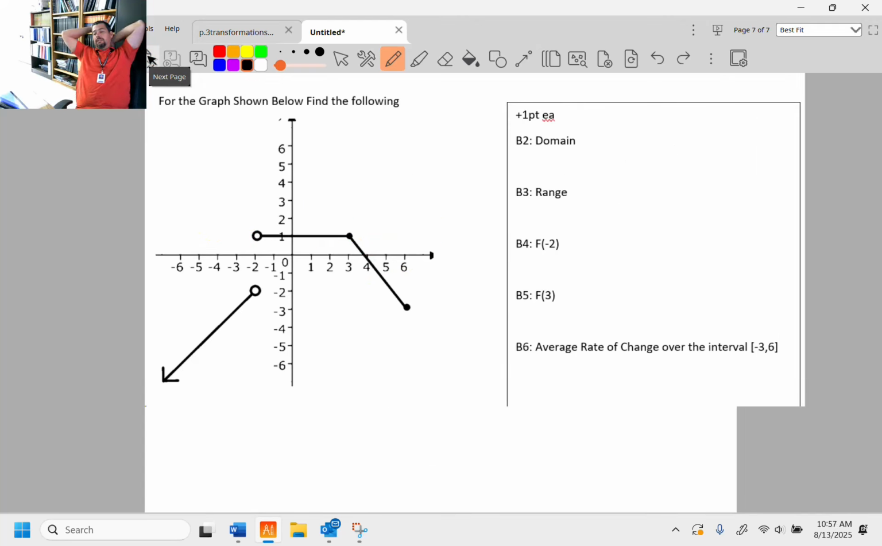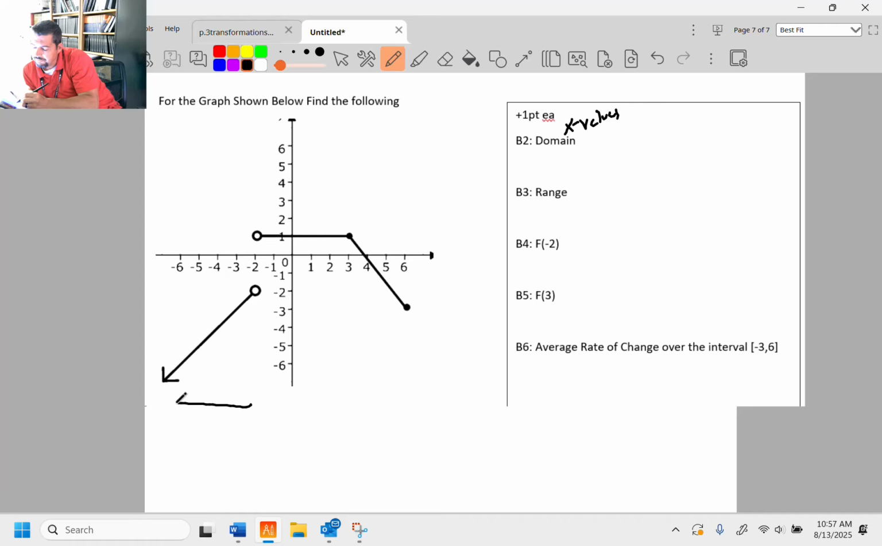So you've got a funky looking graph. It's actually called a piecewise graph. And you're supposed to find everything about it, starting with the domain. And do remember, domain is x values. Okay? Now what's happening is this thing is running left forever up to this open circle.